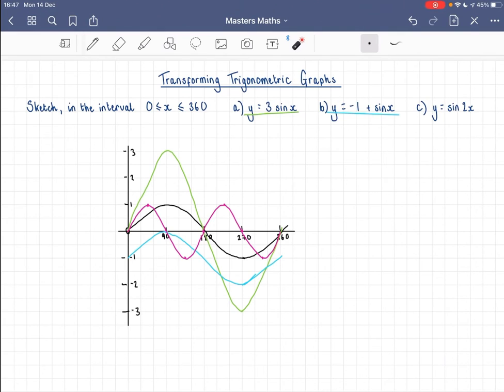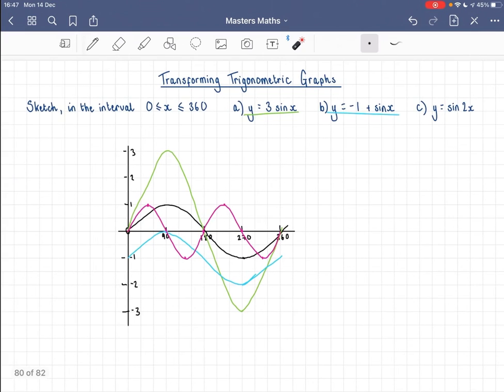Yeah, and that's it. So those are your basic ones anyway, your stretches, squashes, translations, but we will look at how we can do it on a cos graph and a tan graph as well. Obviously, tan is where it gets a little bit trickier.